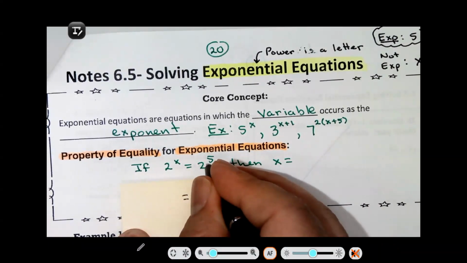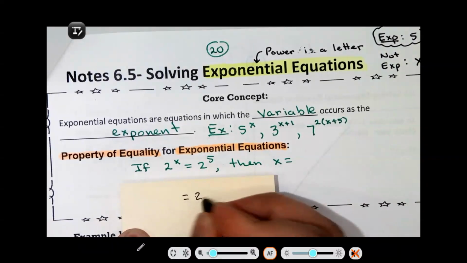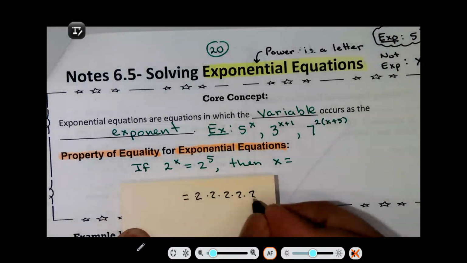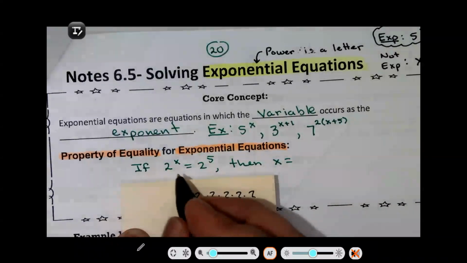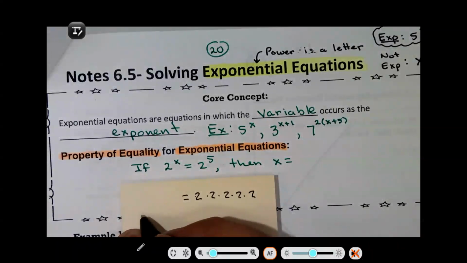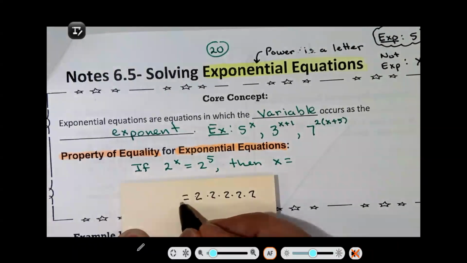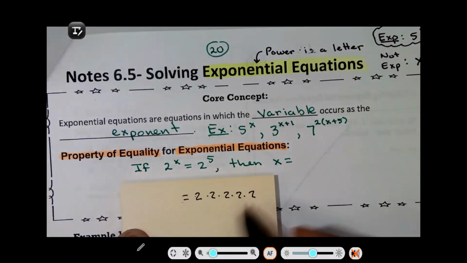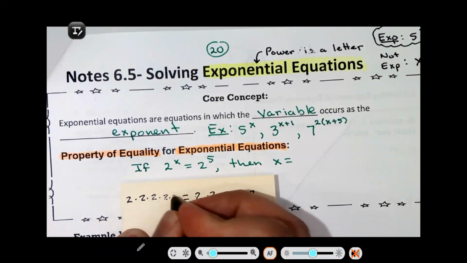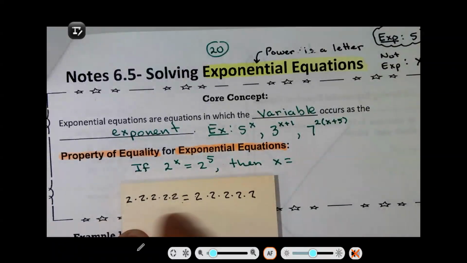Well, this one right here, remember the meaning of 2 to the 5? That means 2 times 2 times 2 times 2, 1, 2, 3, 5 times. Well, now they're asking, how many 2's do I need over here? Well, if equality is supposed to exist, and I put 5 on this side, then I better put 5 over here too. That's the only way things can be equal, if they're exactly the same on either side.